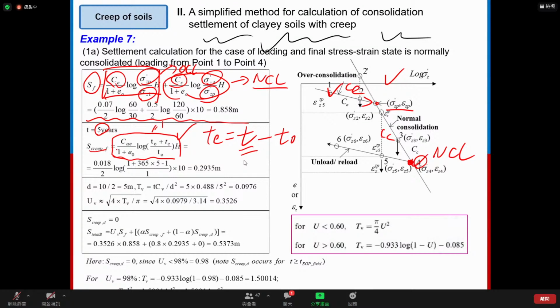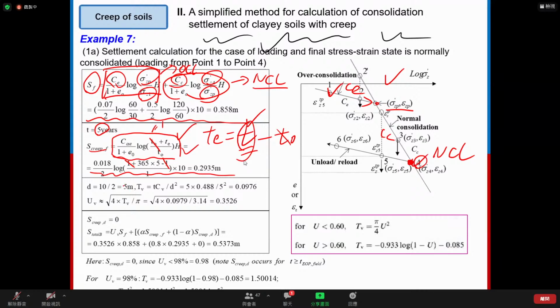t is 5 years. 5 years means the loading is applied and kept for 5 years, okay? This is the total loading period. So using t minus t0, we get te. Actually, this t0 can be canceled. The only thing remaining is this t, okay? You can see here. So we can calculate the S script final using this equation.